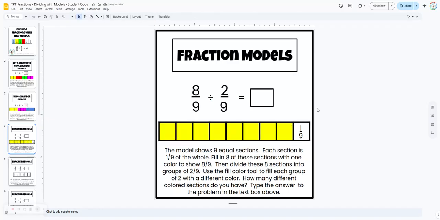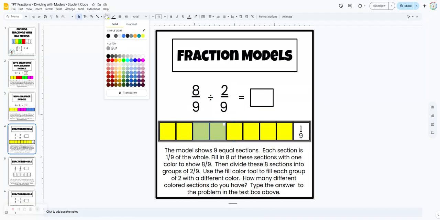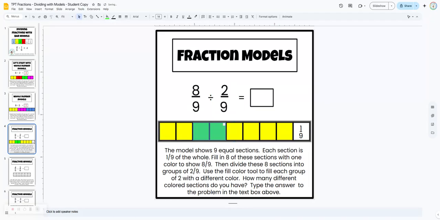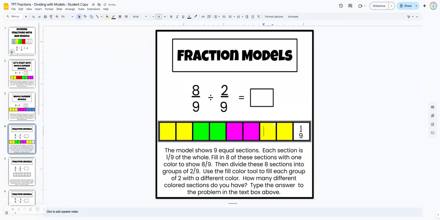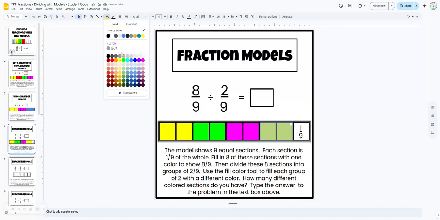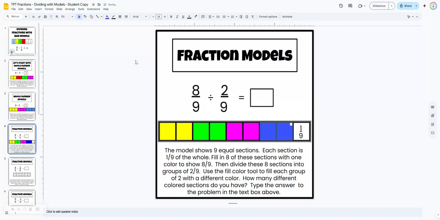Now this is what we're dividing. We don't want to deal with this last square because we're only looking at 8 ninths. So we're going to take our 8 ninths and we're going to divide them into groups of 2 ninths. So every 2 ninths needs to be a different color. Now we can see that our 8 ninths have been divided into 2 ninths, and there are 4 equal sections, so our answer is 4.